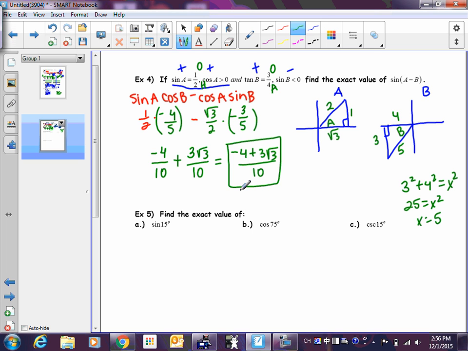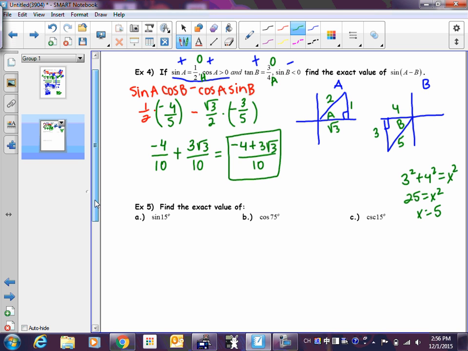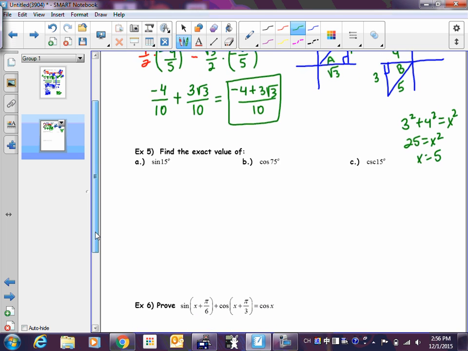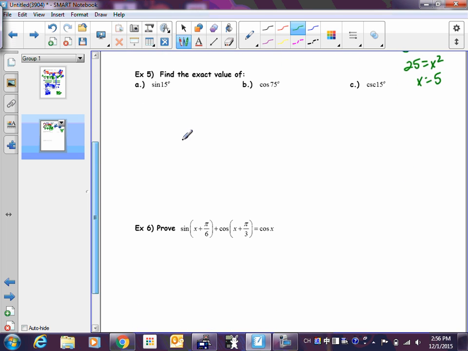Okay, so that was kind of a harder problem. There's a lot more to that. All right, so here's another type of problem we can do. It says find the exact value. That means our answer should not just be rewriting it. Our answer should be numbers, an exact value.